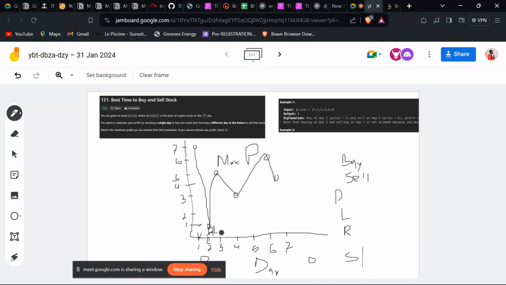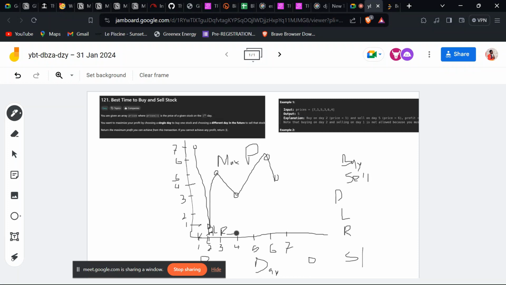Now our right pointer will be at point 3. On this day, we'll be able to buy at 1 and sell at 5. That gives us a profit of 5 minus 1, which is 4. So the output is still not there.